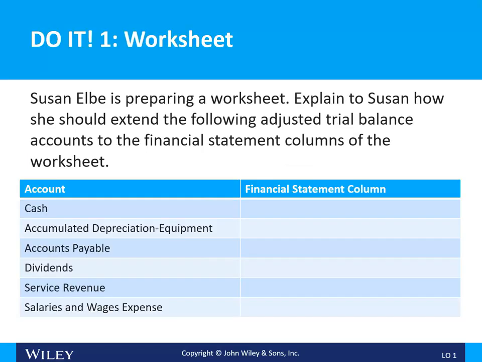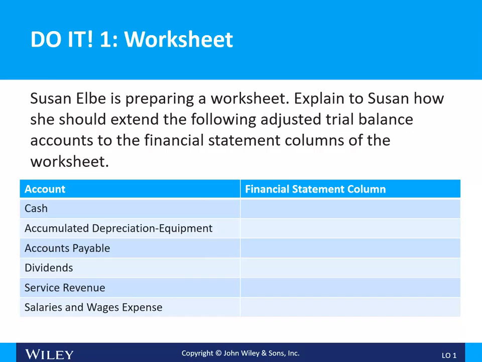So Susan LB is preparing a worksheet. Explain to Susan how she should extend the following adjusted trial balance accounts to the financial statement columns of the worksheet. Okay, so we have a list of accounts. We need to decide, is it in the balance sheet column or the income statement column? And within each of those, is it debit or credit?